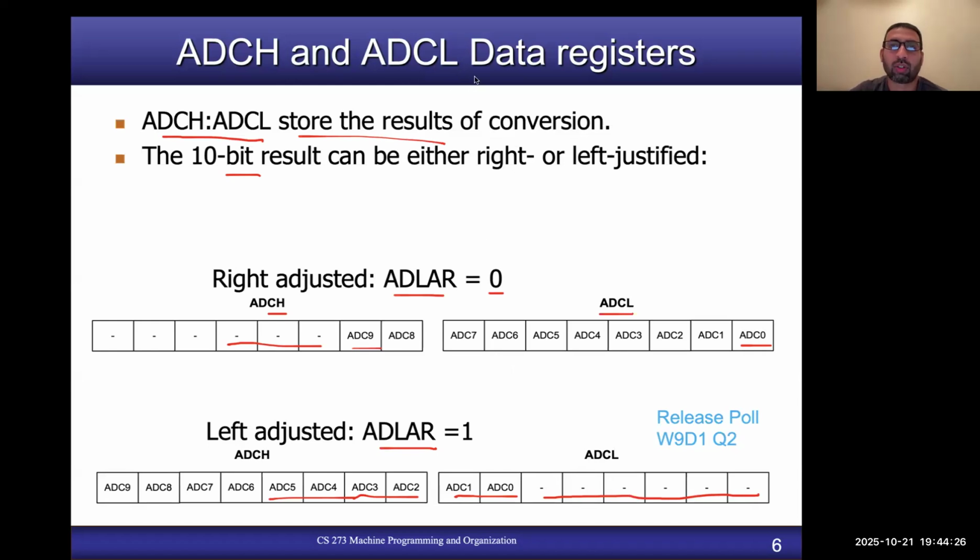Okay, so the correct answer is, if you set the ADLAR bit, the result will be left adjusted, not right adjusted. 5 of the participants selected the wrong answer. See here, if you set the ADLAR bit equal to 1, the result is left adjusted, and the right side, the lower 6 bits, are empty. However, if you set it equal to 0, then the result is right adjusted, and the most significant 6 bits of ADCH on the left side are empty.